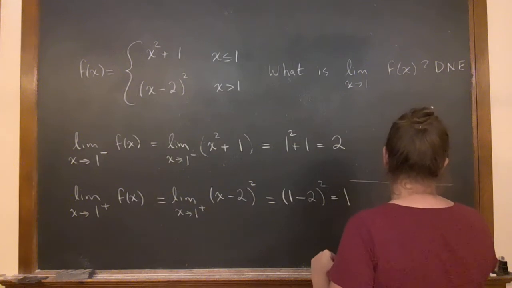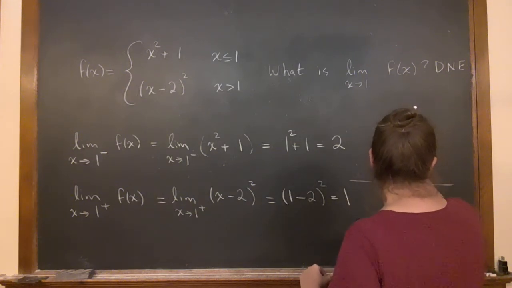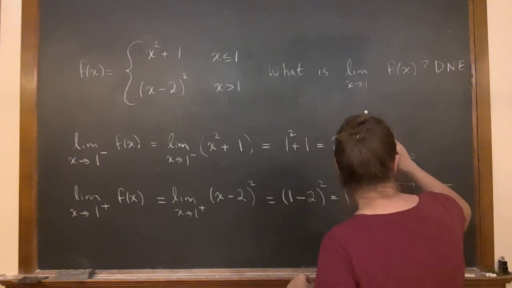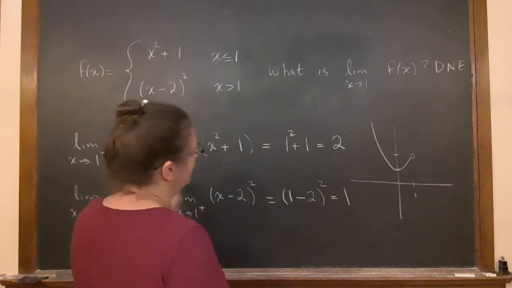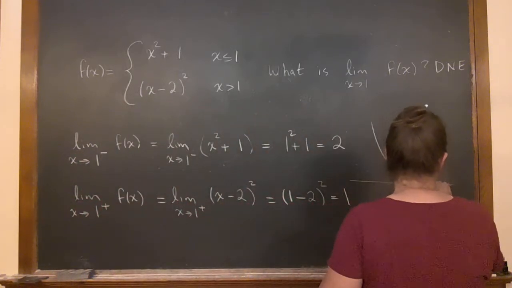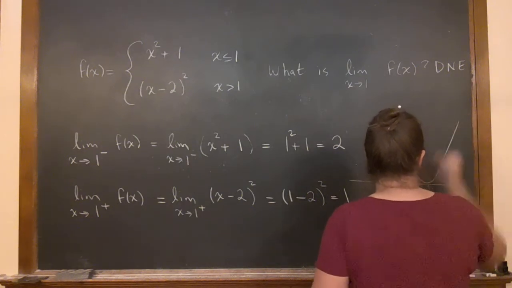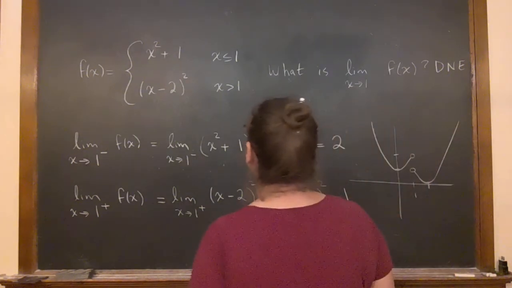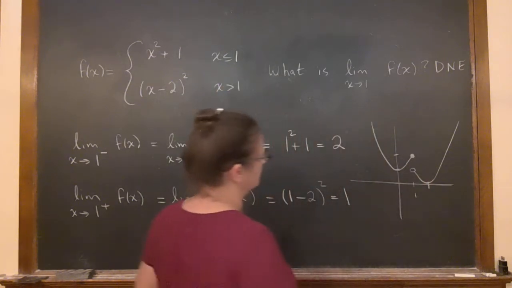So here's 1, and this is x squared plus 1. So you can see I'm going to 2. That is just this bit. And this one is just x squared, but it's moved right 2. So that's going to be like this. And that's my function. And where do I have a closed circle? It turns out it would be here, right? Because this is x less than or equal to 1.